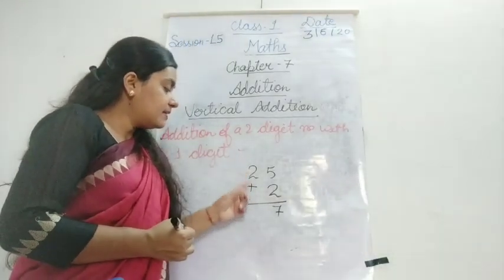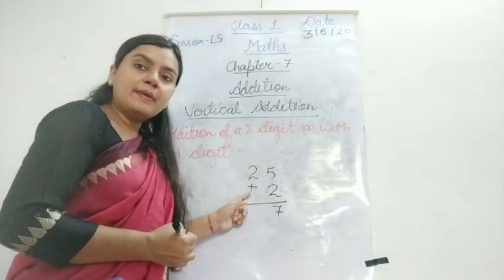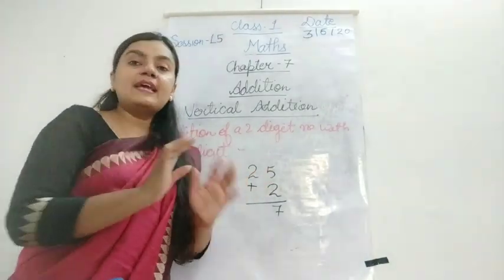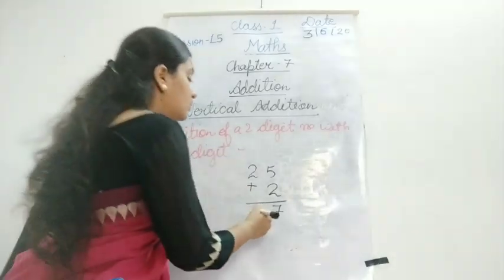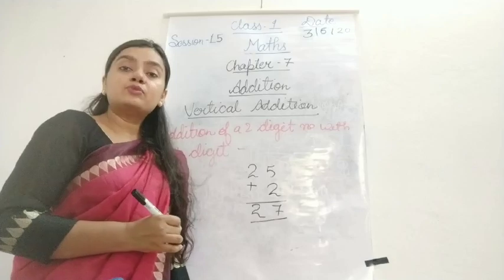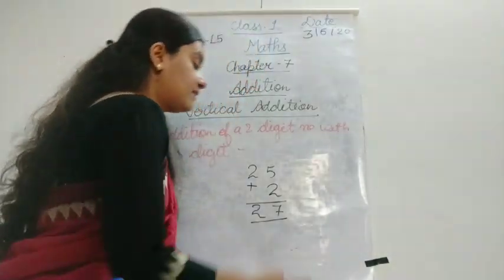Here you can see no number is there with 2, which means we will not add any number with 2. So what answer will come? 27. Let's take one more example.